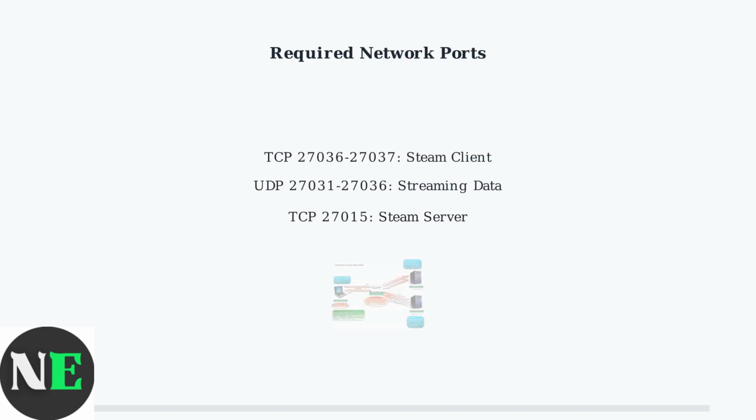Remote Play requires specific network ports to be open. TCP ports 27036 through 27037 handle Steam client communication. UDP ports 27036 manage the streaming data, and TCP port 2715 maintains Steam server communication. These ports must be open in both your firewall and router settings.